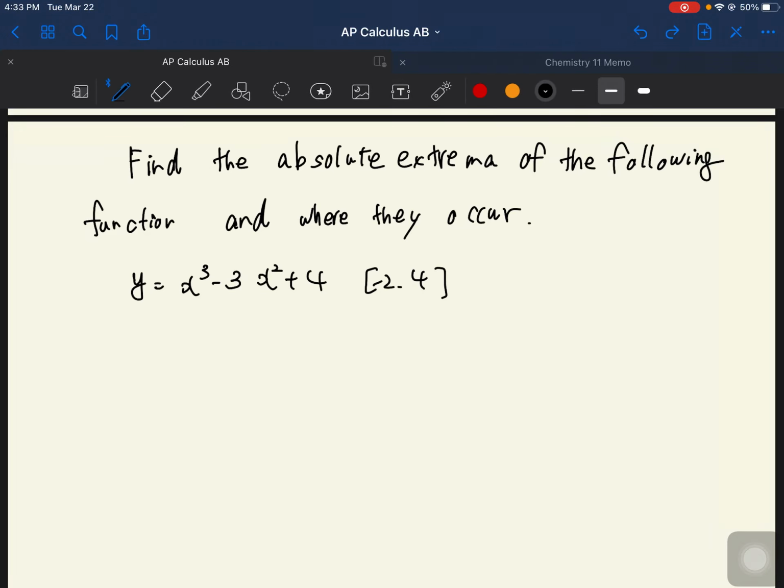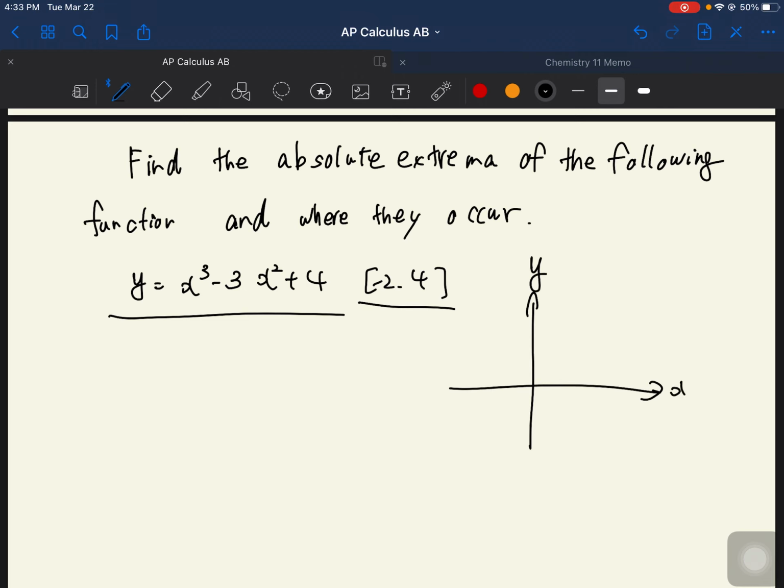Today, I'm here to explain about this question. Find the absolute extrema of the following function and where they occur. The function is here. So let's get started. So again, this question you have to find the maximum value and minimum value in this domain.